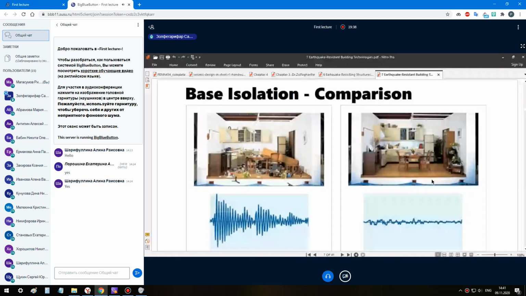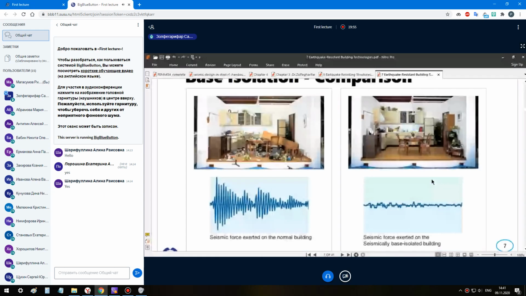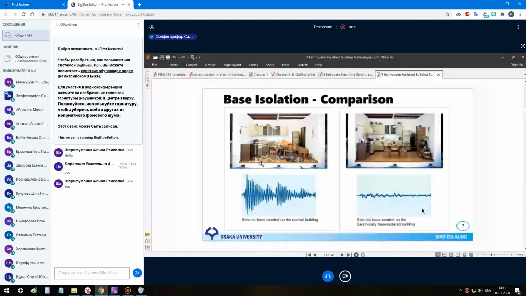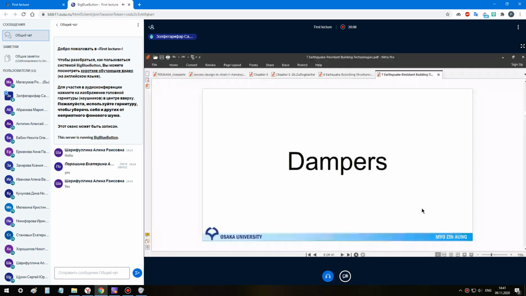Also here it shows the comparison between a structure that uses base isolation and another one without base isolation, and what happened in these two buildings, as shown in this picture and schematics.